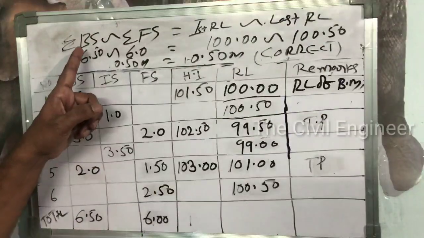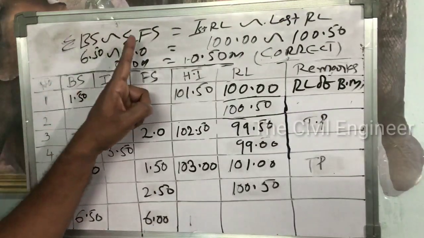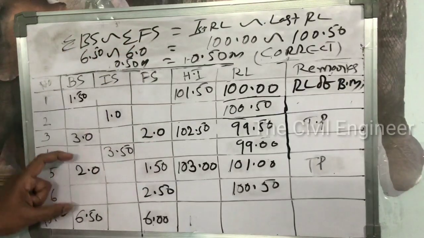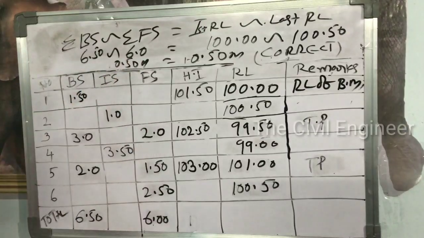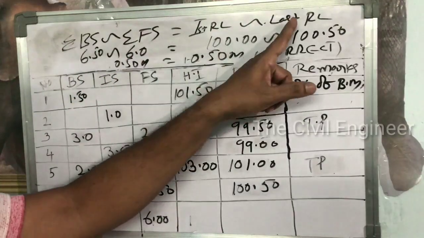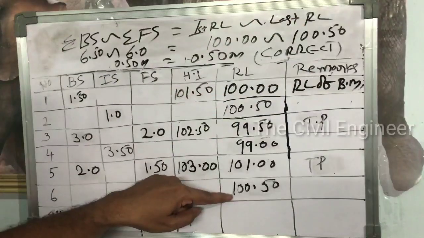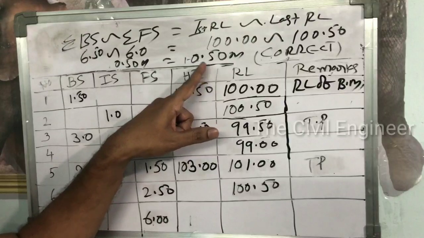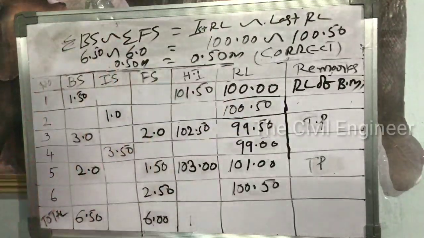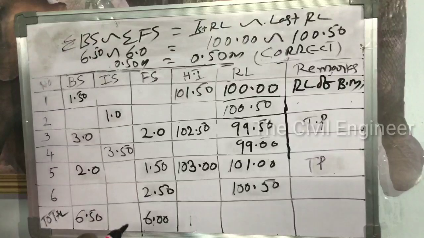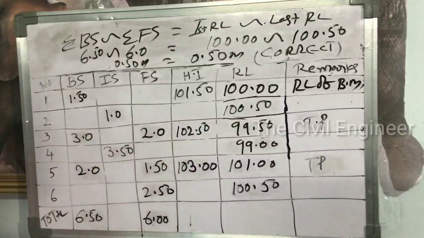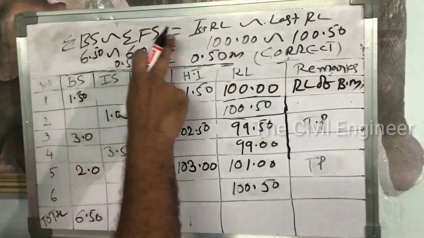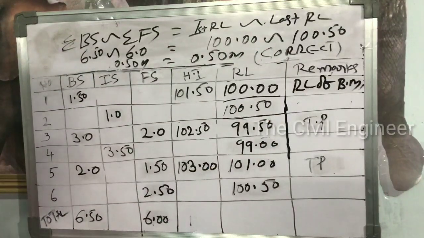Here the arithmetic check is sigma BS minus sigma FS. The difference between sigma BS and sigma FS is 6.50 and 6, that is equal to 0.50. It must be equal to the first RL minus last RL, 100 and 100.50. So it is 0.50, and the check is correct. This is the process of posting the staff readings into tabular form, finding out the total RLs, and doing the arithmetic check. Okay, thank you.